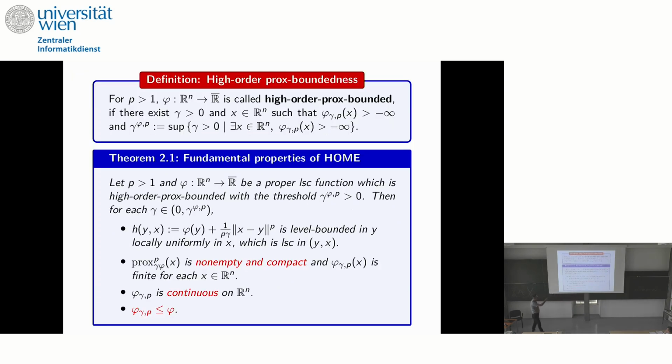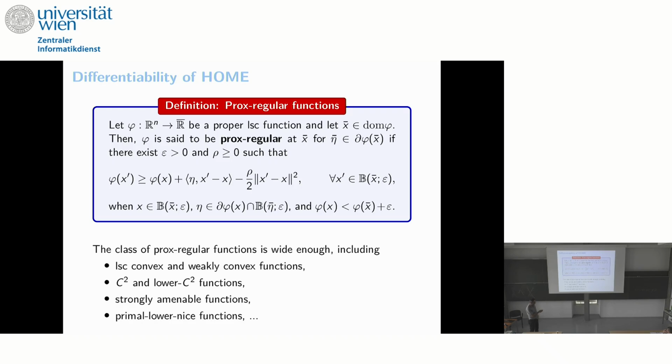Okay, now let's have a look at the properties here. If we assume that my function phi is high-order prox-bounded, it means that the high-order Moreau envelope is bigger than -infinity, then I can show that the prox operator is non-empty and compact, and my high-order Moreau envelope is continuous, and it is less than the original function phi. Okay, so this was the first one.